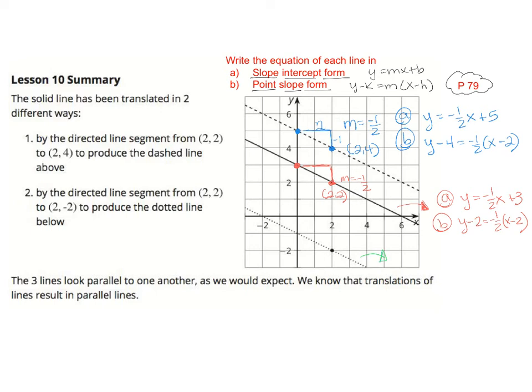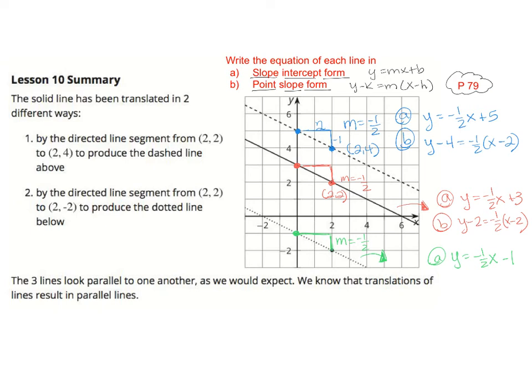So this third line, again, has the same slope. I can see it's to the right 2, down 1. So my slope is still negative 1/2. And now my y-intercept is negative 1. So to write the equation of this line in slope-intercept form, it would be y equals my slope, negative 1/2, x minus 1. Great. So I can also write this equation in point-slope form, but I need a point.